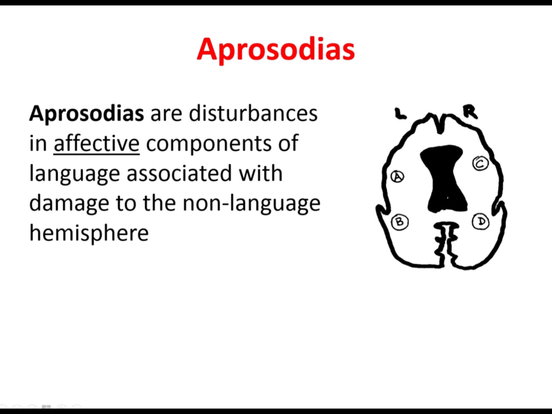And then one last one, I'd like to talk about the aprosodias. So the aprosodias, what do we mean by the aprosodias? These are disturbances in the affective components of language associated with damage to the non-language hemisphere. So now we're talking about damage to the right, not to the language hemisphere, but to the non-language hemisphere.